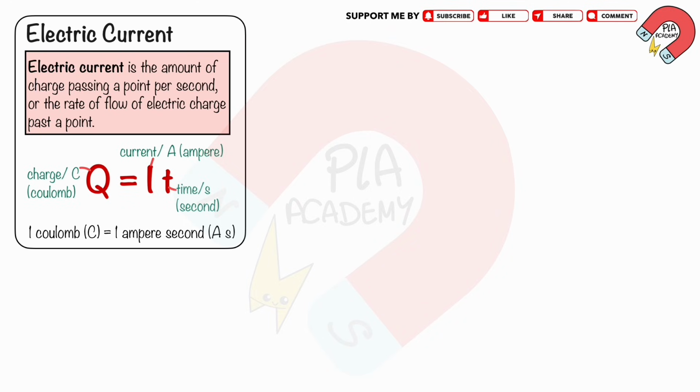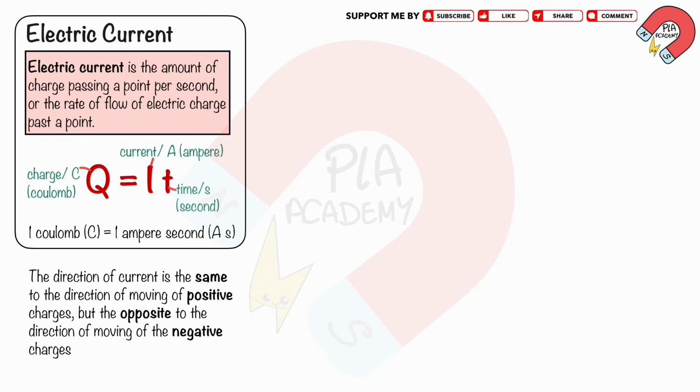This means that 1 coulomb is the charge which flows past a point in a circuit in a time of 1 second when the current is 1 ampere. The charge has two types, positive and negative charges. The direction of current is the same as the direction of movement of positive charges, but opposite to the direction of movement of negative charges.